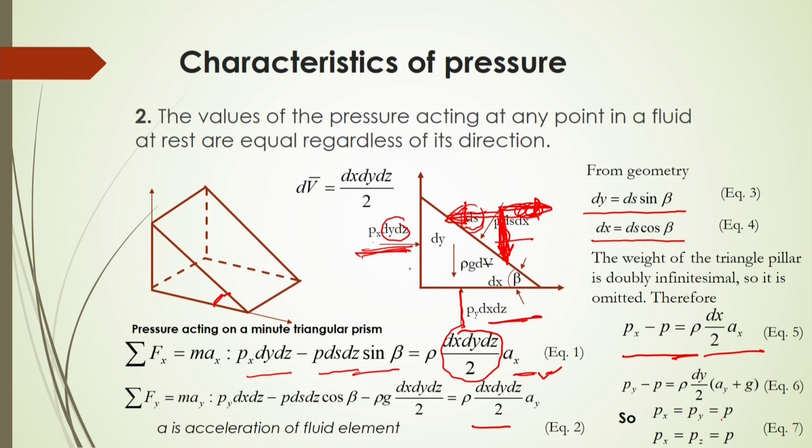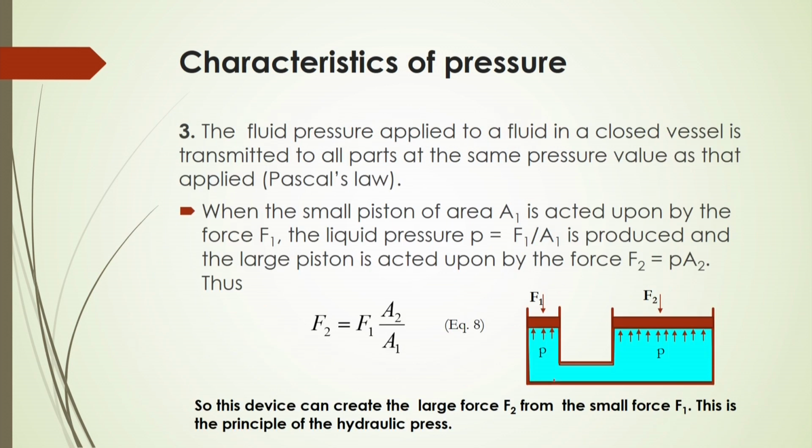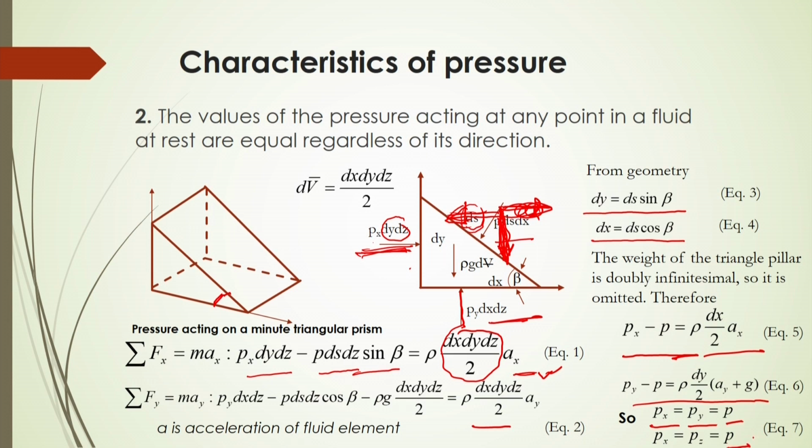So, from these two equations, if we compare equations 5 and 6, you can say that P x will be equal to P y, and that will be equal to P, and P x is equal to P z, that will again be equal to P.